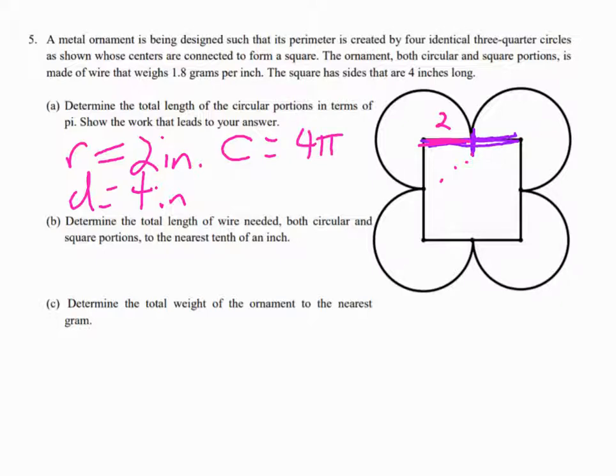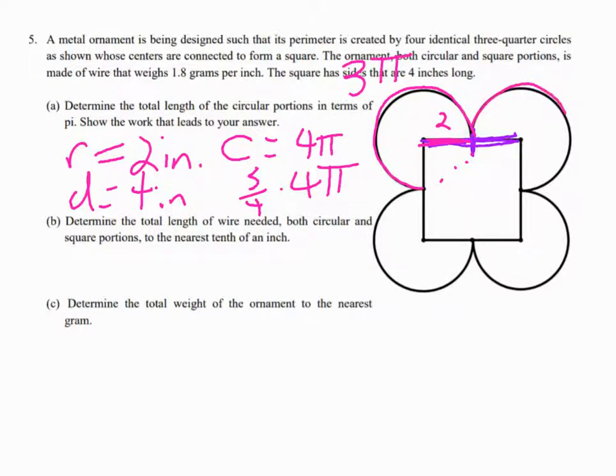Now it does say that these are 3/4 circles. So that means if we break this 4 pi, and there's a bunch of ways we could do this, but basically 3/4 of 4 pi, sorry, let me back up a little. So I'm going to multiply 3/4 of 4 pi. That means that one 3/4 circumference is going to be 3 pi.